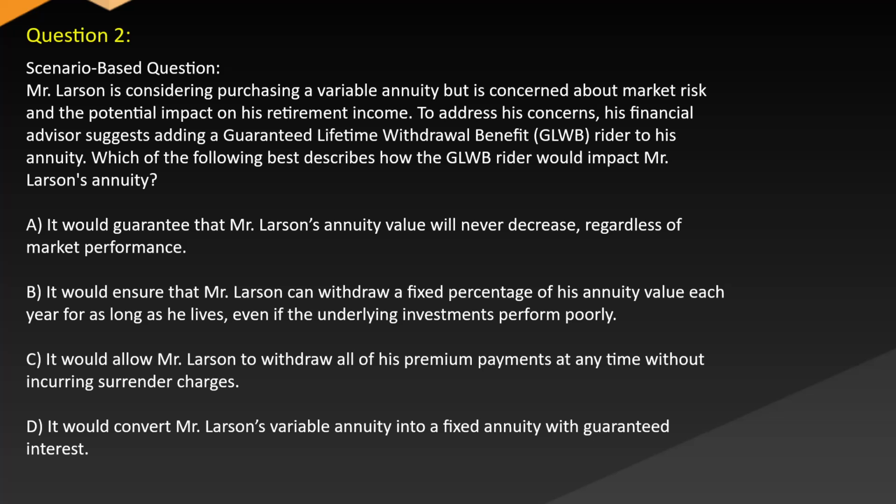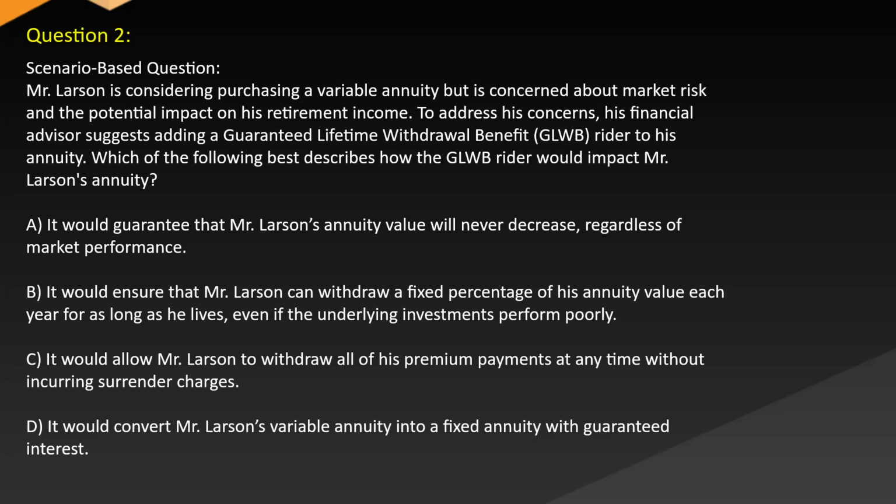Question 2. Scenario-based question. Mr. Larson is considering purchasing a variable annuity but is concerned about market risk and the potential impact on his retirement income. To address his concerns, his financial advisor suggests adding a guaranteed lifetime withdrawal benefit rider to his annuity. Which of the following best describes how the GLWB rider would impact Mr. Larson's annuity? A. It would guarantee that Mr. Larson's annuity value will never decrease, regardless of market performance.